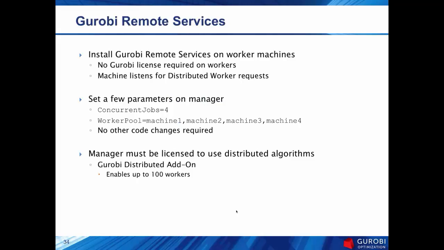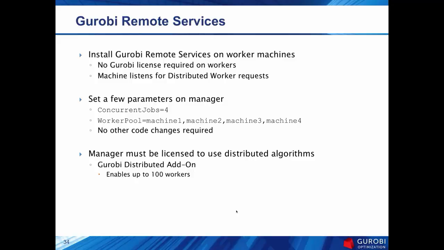So first, the way you get it configured on your computer is something that we call Gurobi Remote Services. You install and start Gurobi Remote Services on each of the worker machines. That is to say, if you've got 4 computers, you do need to install Gurobi Optimizer on each of those machines. But the nice thing is we don't require a license key on the worker machines. You just have to install the software. You don't have to purchase or install a license key on those machines. And when you start Gurobi Remote Services, it's a program that runs in the background and listens for requests for those distributed worker computers.